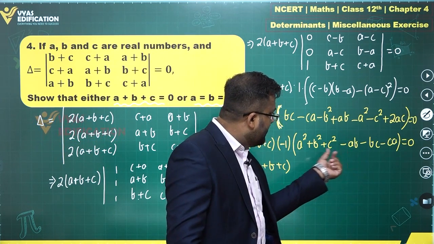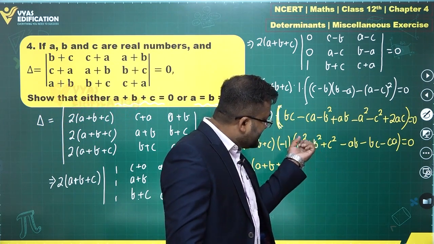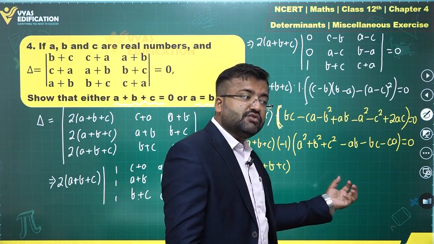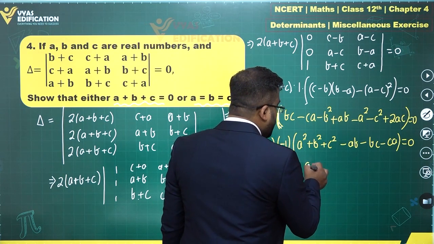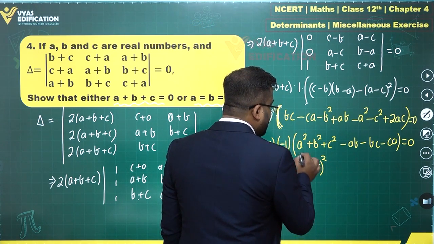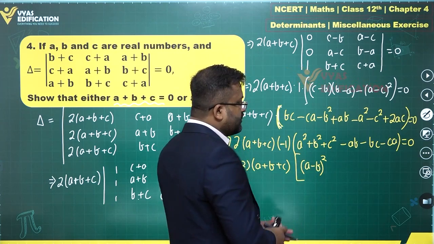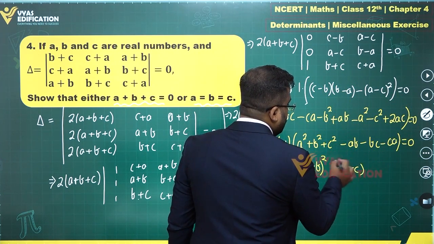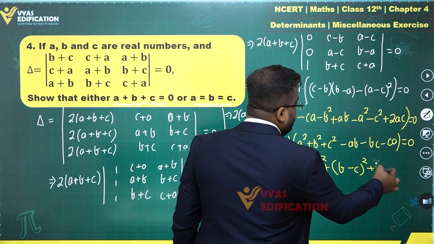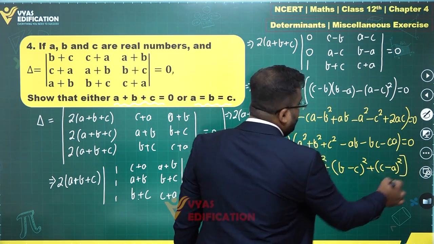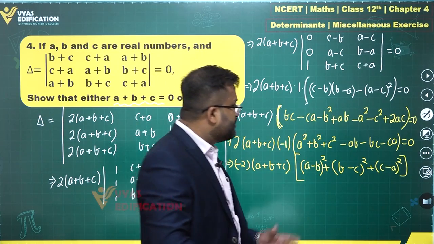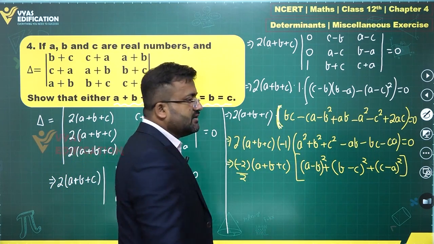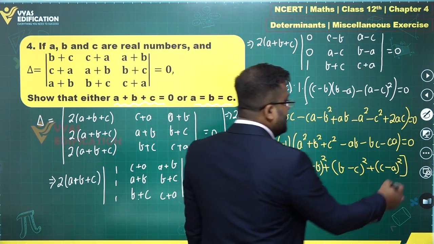This becomes 2ab. There are 2a square, 2b square. Let's take 1a square, 1b square with this 2ab. What you'll get is a square plus b square minus 2ab, which is a minus b whole square. Then you have b square, c square and 2bc, that will become b minus c whole square. Another one will be c minus a whole square. But for that, you multiplied this whole expression by 2, so let's divide the whole expression by 2. That's this, right? And this is equal to 0.